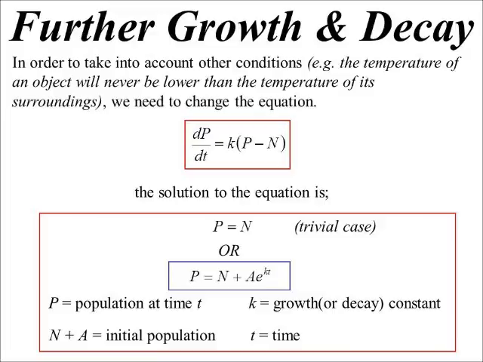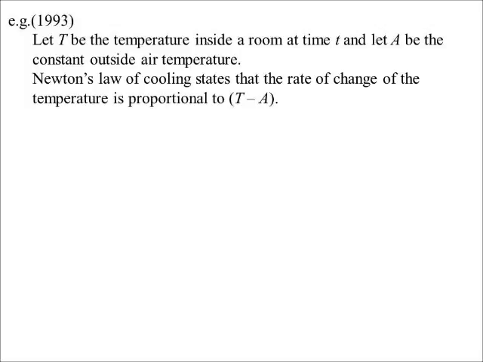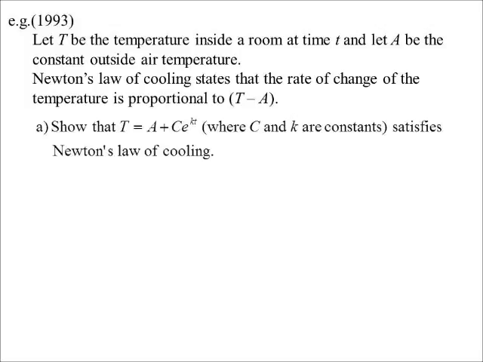So P is still population, but N plus A will now be the initial population. K is the growth or decay constant, and T is time. So, a very old question, but again, the classic question about temperature. So T is the temperature inside the room. A is going to be the constant outside air temperature. I thought it was Newton. Newton's law of cooling states that the rate of change of temperature is proportional to T minus A. Show that T equals A plus C e to the KT satisfies it.